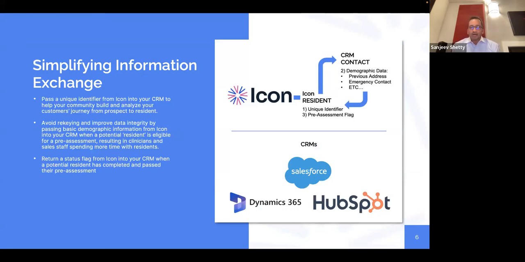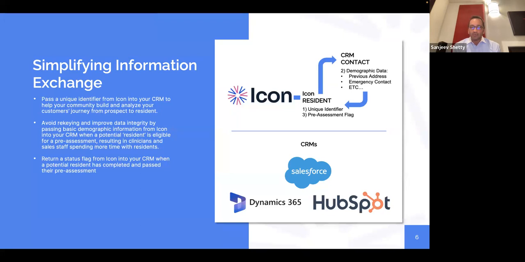So let's explore how we're simplifying information exchange. So you're probably wondering, how does this all work? What actually gets passed around? If you look at the integration we have done with ICON and CareMerd specifically, we're really integrating the demographic data which comes out of your CRM. So things like your birth date, your admission date, your emergency contacts, your name, email, etc., would get passed on to the ICON CareMerd environment.